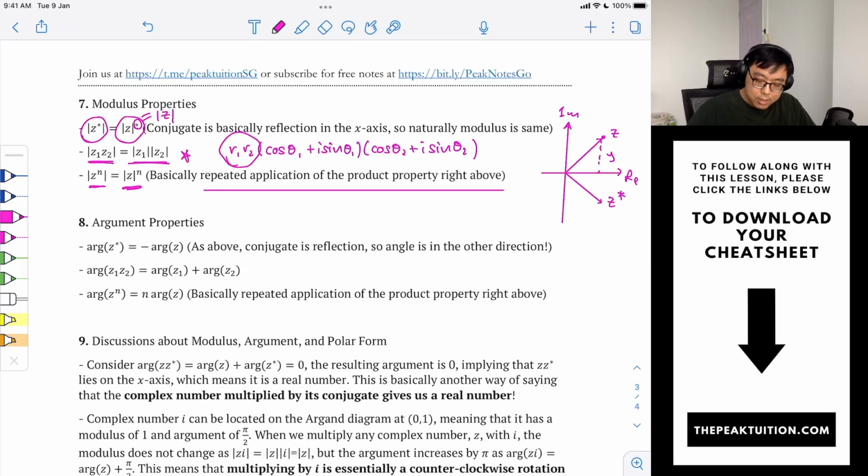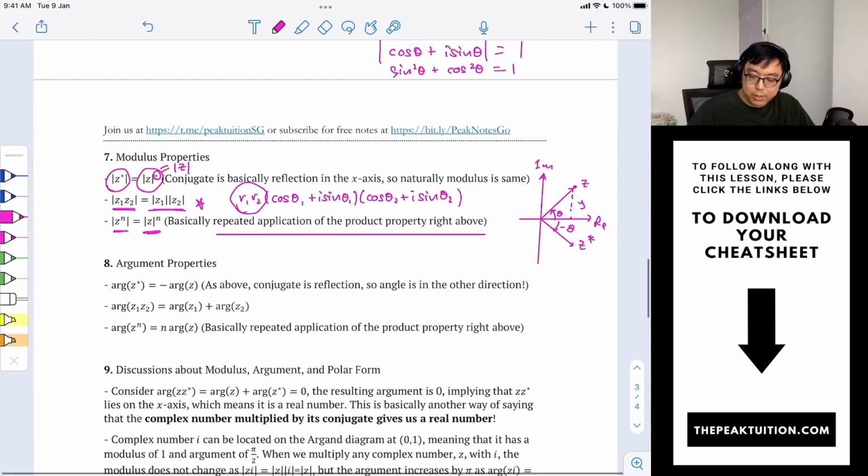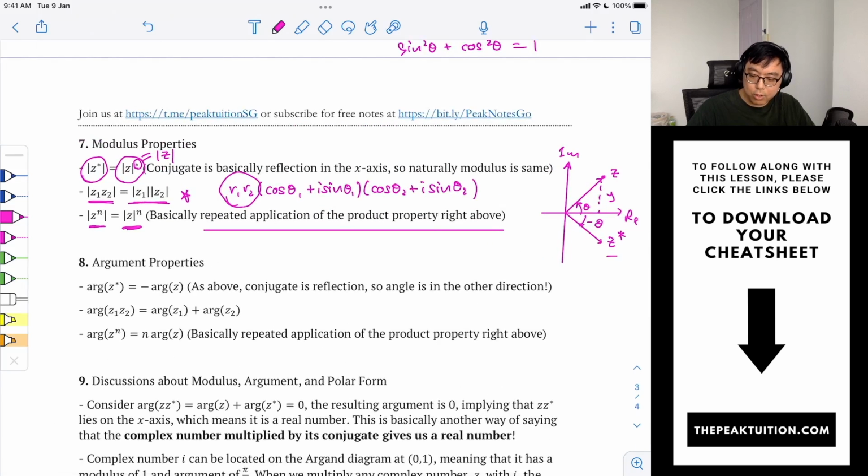We see that because of how this is theta, this is minus theta, so we can tell that the argument of the conjugate is the negative of the argument of the original complex number. So conjugate is reflection in the x-axis, in the real axis. So the angle is in the other direction, so it will be negative.